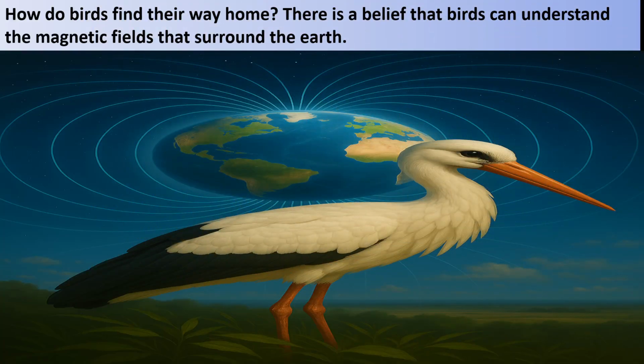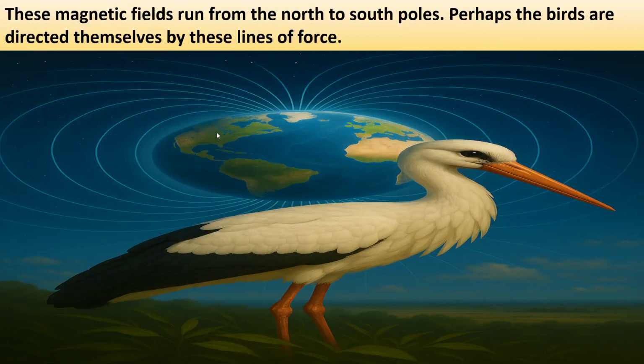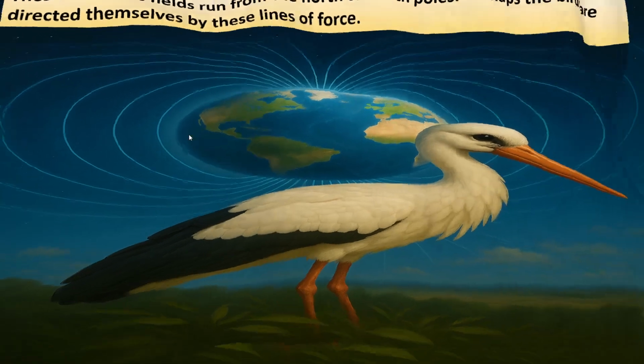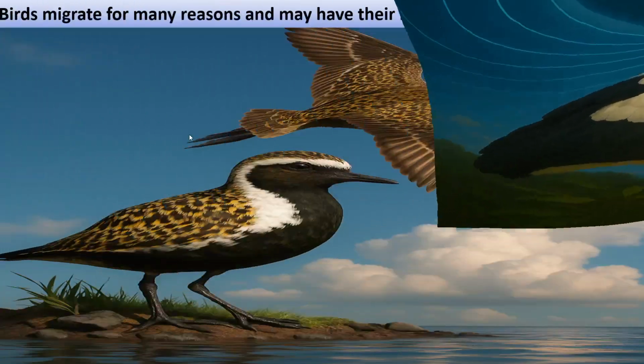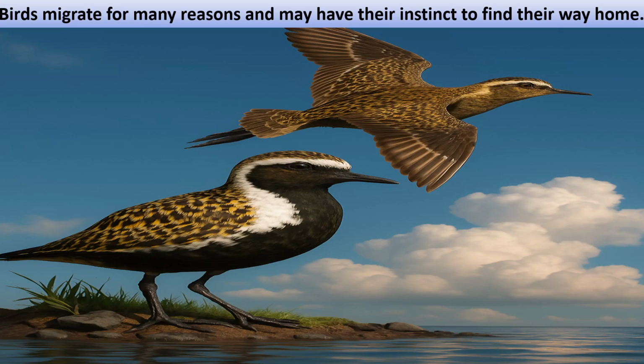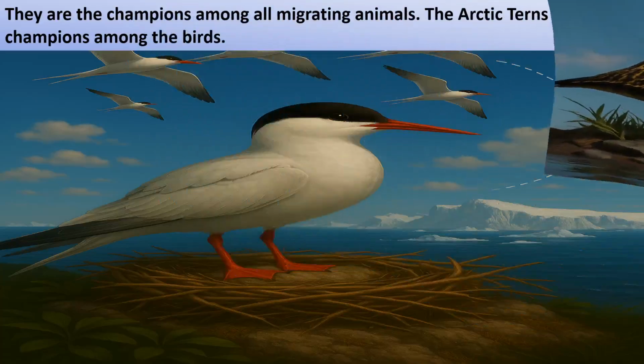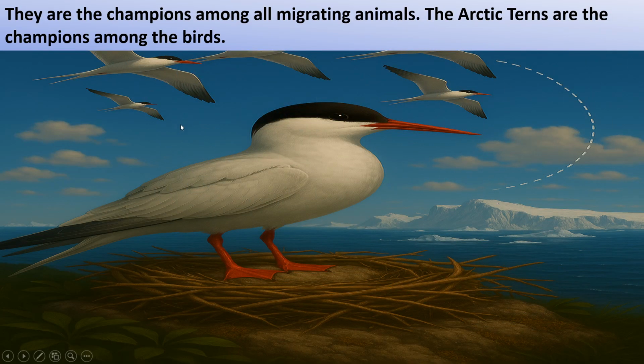How do birds find their way home? There is a belief that birds can understand the magnetic field that surrounds the Earth. These magnetic fields run from north to south pole. Perhaps the birds are directed themselves by these lines of force. However, this theory has not been proved. Birds migrate for many reasons and may have their instinct to find their way home. They are the champions among all migrating animals.